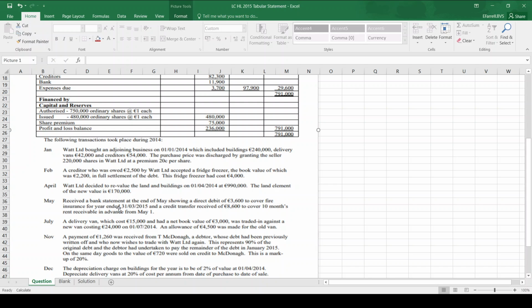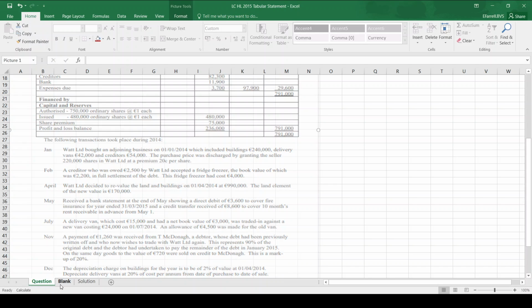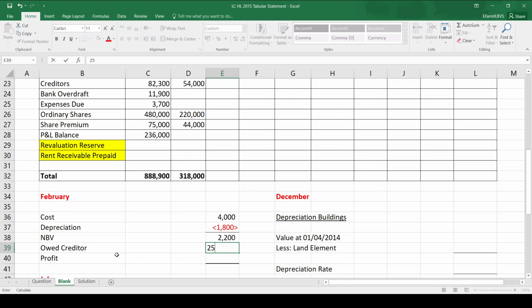So according to us, it was worth 2,200. We used this to pay off a creditor who was owed 2,500. So we owed the creditor 2,500, and effectively we only paid them 2,200 because that's all the refrigerator is worth. So we made a profit of 300.